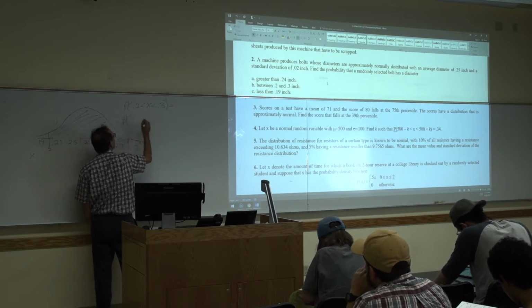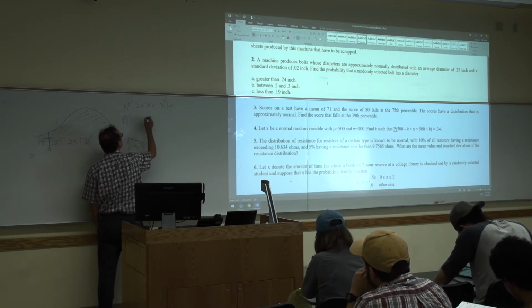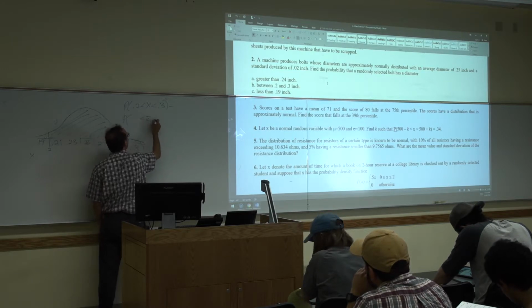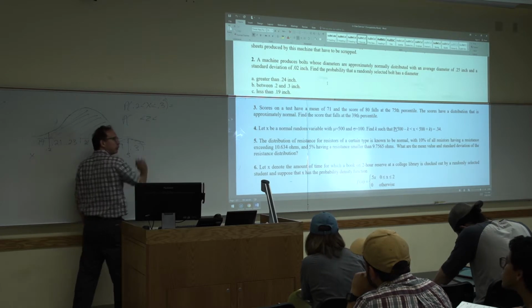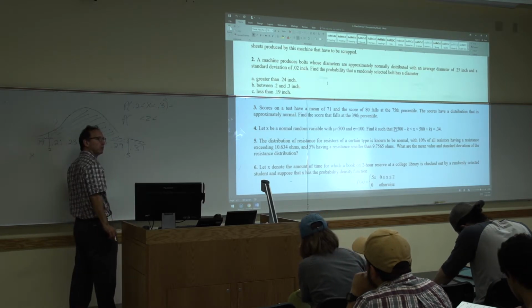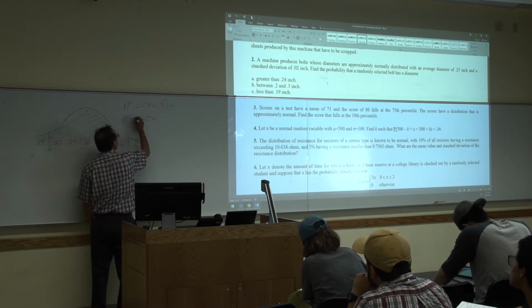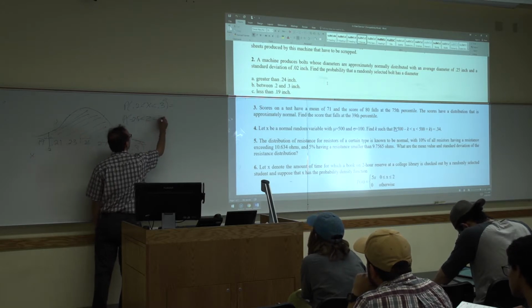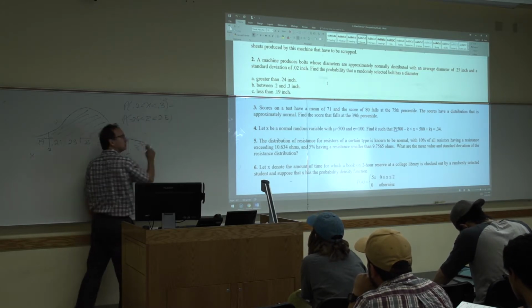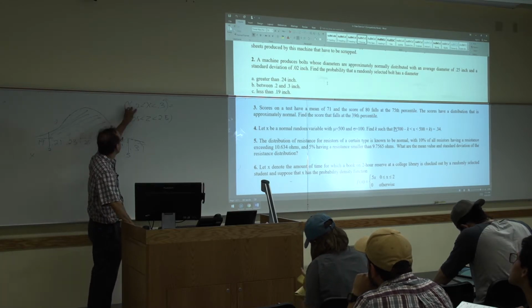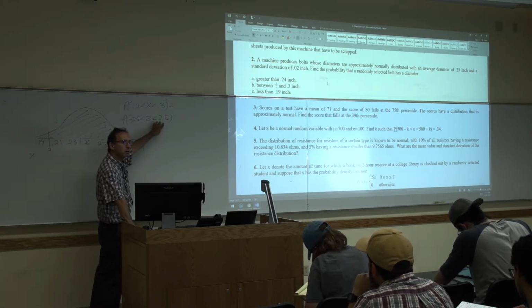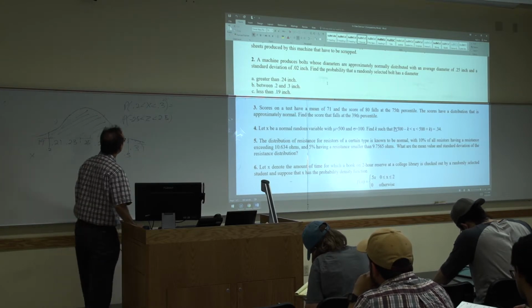Now in terms of z, what are we going to have? This is going to equal the probability that z is between what and what? If you convert these values here to z-scores, what do you get? Negative 2.5 and positive 2.5, right? Does that make sense? Now we kind of skipped a step here, but just convert each one of these to z-scores. Is that all right? And now we go to our table.